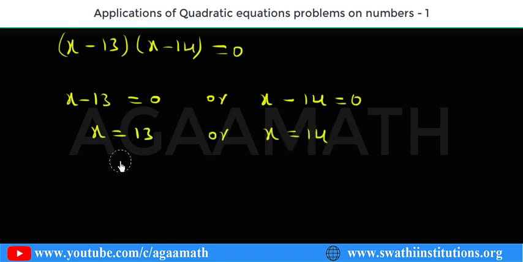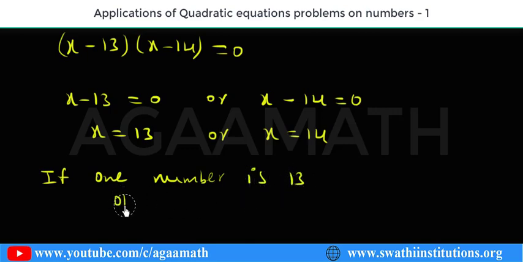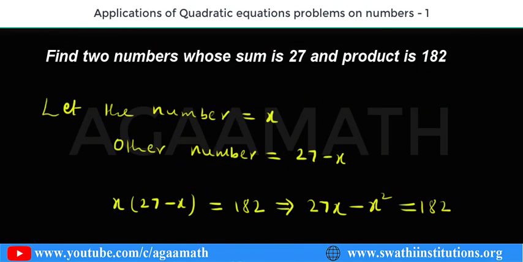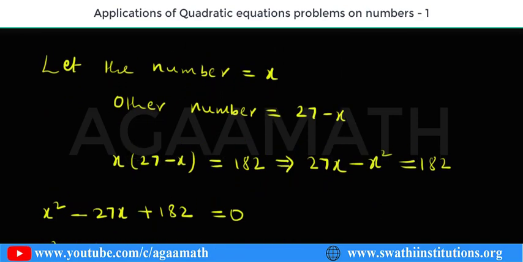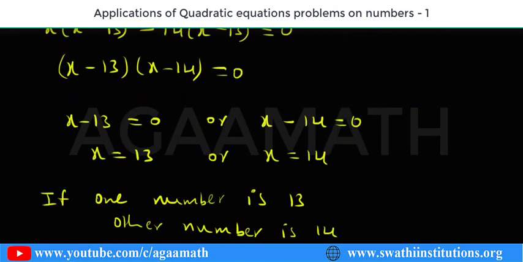Means if one number is 13, we can check the other number. If one number is 13, the other number is 27 minus x, so 27 minus 13 is 14. So these are the two numbers which satisfy the condition, that is whose sum is 27 and the product is 182. So it's very simple, just take one number as x and the other number as 27 minus x, and we continue. This is the way.